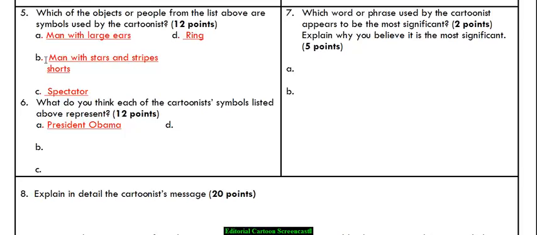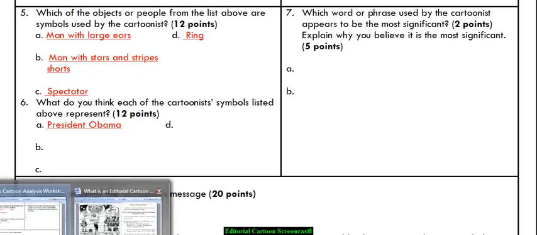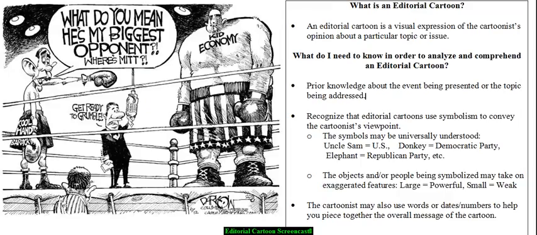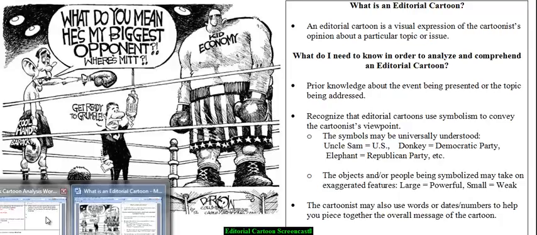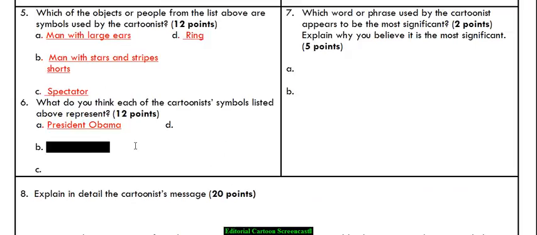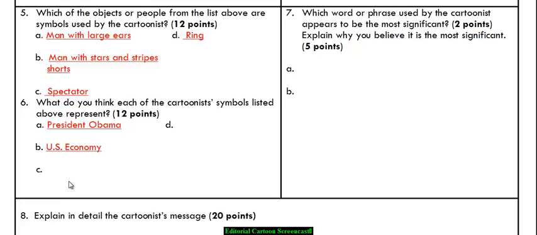We look at our list again, and number 5, man with stars and striped shorts. And once again, we've talked about what he symbolizes. And we just refer back to the cartoon. It's clearly written on his chest. Kid economy, U.S. economy, any of those would work. So there we go. Now let's take a look at the spectator.